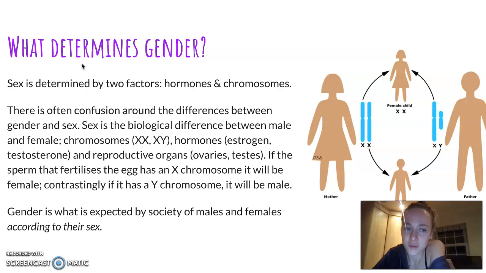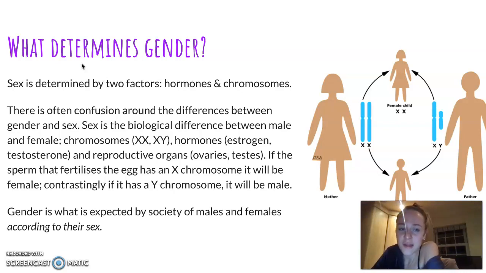And there is often confusion around the differences between gender and sex. Sex is, as I just said, the biological difference between male and female. So that would be the chromosomes, which are XX and XY. Hormones, which are estrogen and testosterone, which will influence gender, and the reproductive organs as a consequence of the hormones, which are the ovaries for the female and testes for male.